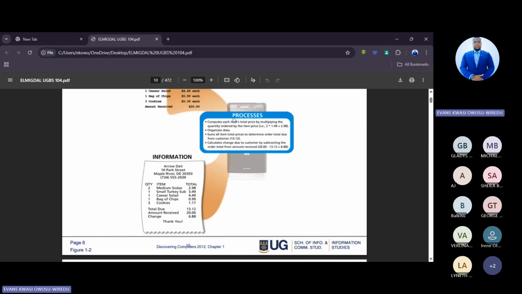So, for instance, we have medium soda, small turkey, Caesar salad, bag of chips, cookies. If there is a tax, it will come after the total and add up as an expense to the total of all the goods you have bought. So if the total of the goods was 13.12, the tax of 2 cedis will add up to make it 15 cedis 12 pesewas.